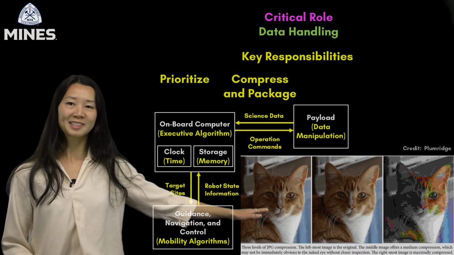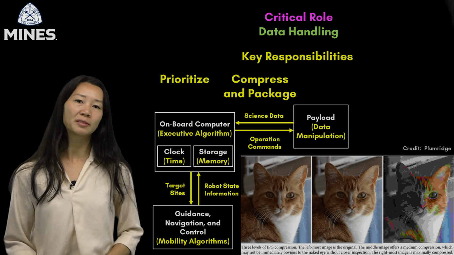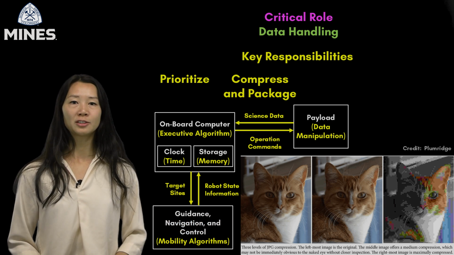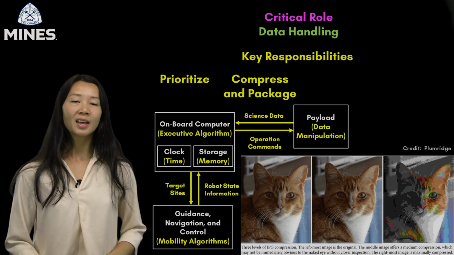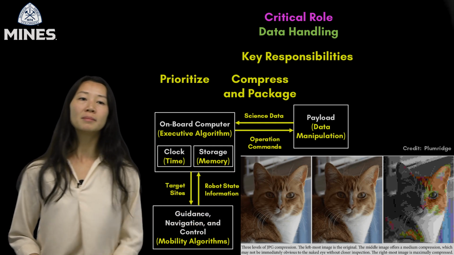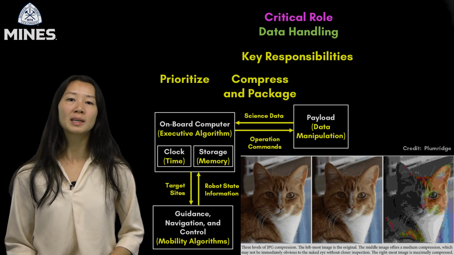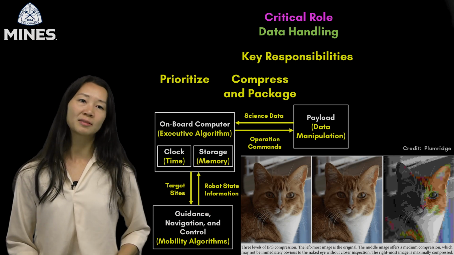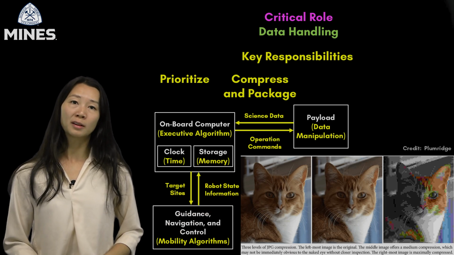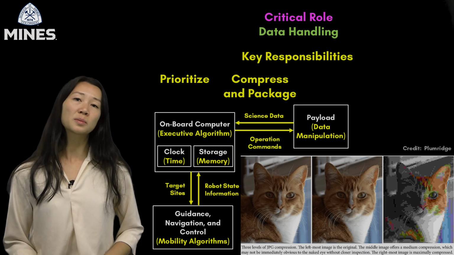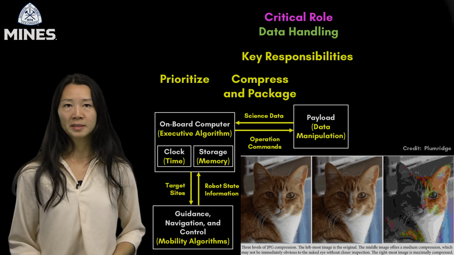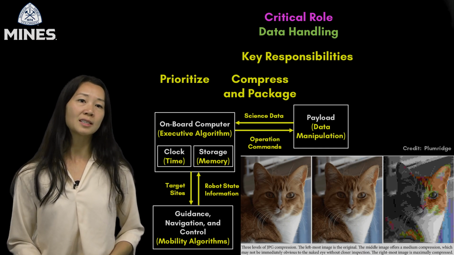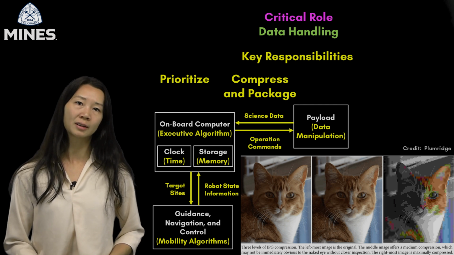The 3 cat images that you see over here show different levels of JPEG compression. On the left is the original full-quality image, sharp, beautiful, but large. In the middle is the medium compression, the kind of image a human might still want for science. And on the far right, that's an aggressively compressed version, blocky but small and fast to transmit. This is where the distinction between lossless and lossy compression comes in. Lossless means no information is removed. It's ideal for critical data like telemetry and engineering logs.